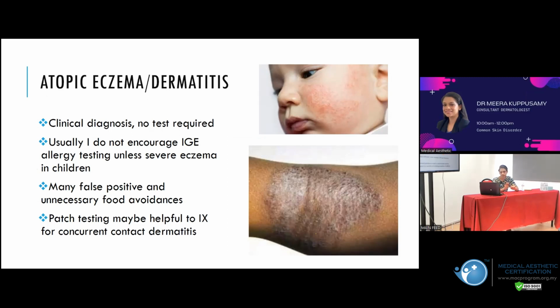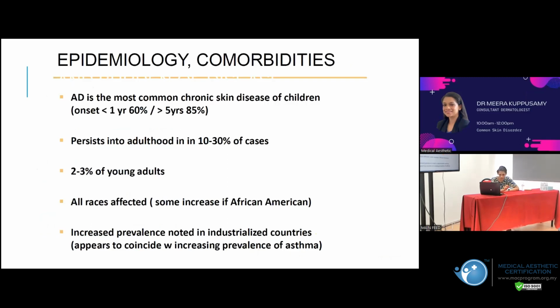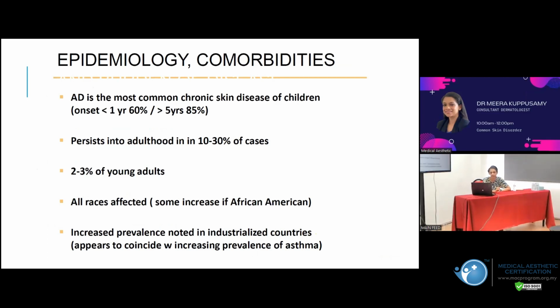Okay. So atopic dermatitis is the most common skin disease in children. In 10 to 30% of cases it persists to adults. In our Malaysian population, around 10% go on to adulthood. And then some are affected during young adulthood only. During childhood they're okay, and then they get affected during young adulthood. It's more prevalent in more industrialized countries.